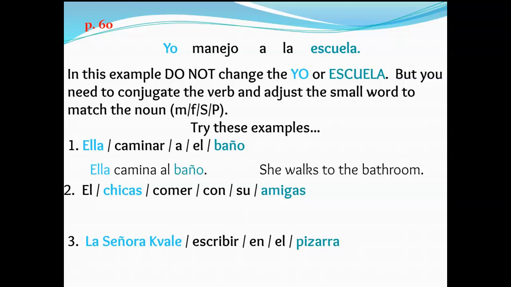All right, let's do another slash sentence. In number 2, L is going to have to get changed because that word for the does not match chicas. But chicas is your subject. That is the people, or that is the person or people that are doing the action. So chicas stays the same. Adjust the small word before chicas. Conjugate the verb, which comes next, and then look at con and su and see if you have to change those according to the noun at the end, which you also don't change, which is amigas. So go ahead and try to write this slash sentence.